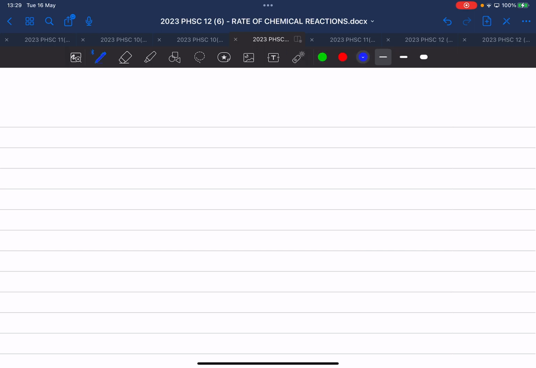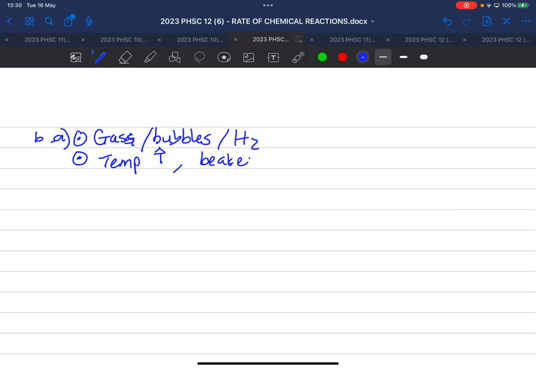Okay, so this is question 6a. You saw a gas given off. You saw bubbles, gas, bubbles. You can say you saw hydrogen gas given off. And what was the other observation? Because they asked for 2. The temperature increased, or the beaker gets warm.